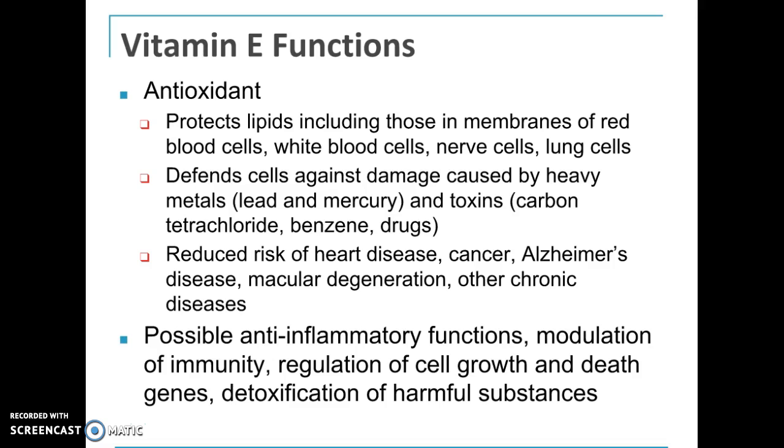Vitamin E is next. Vitamin E is an antioxidant. It protects lipids, especially in the membranes of red blood cells, white blood cells, nerve cells, and lung cells. So vitamin E is a little different than vitamin C. It can get inside the cell membrane because of its fat-soluble properties. It also has some anti-inflammatory function, helping with immunity and the regulation of cell growth and death, and detoxification of harmful substances.